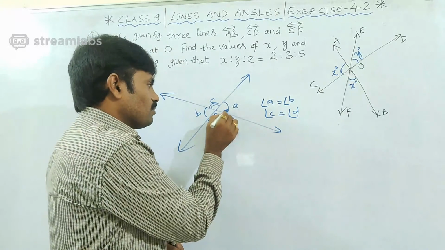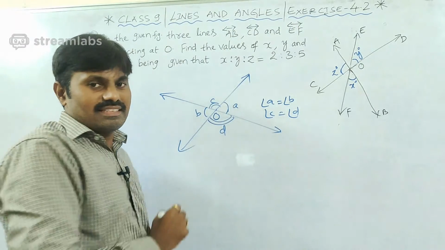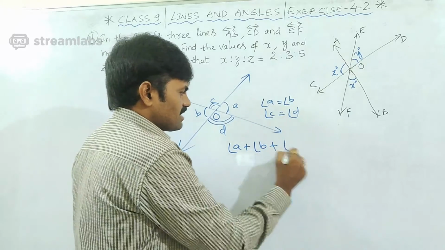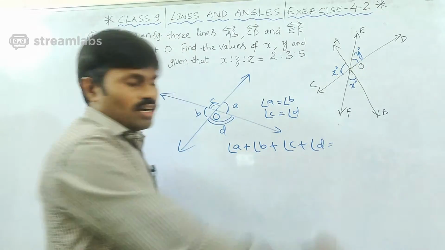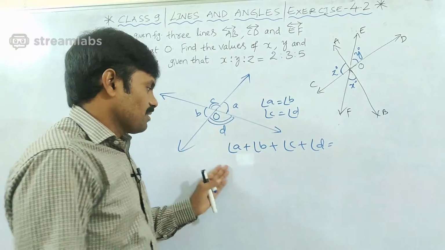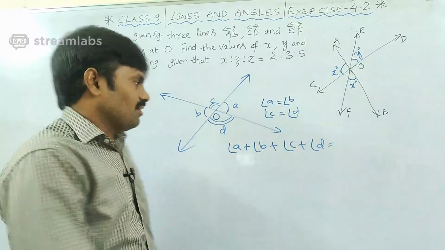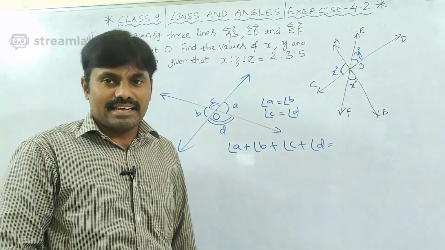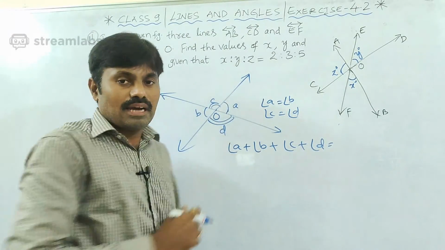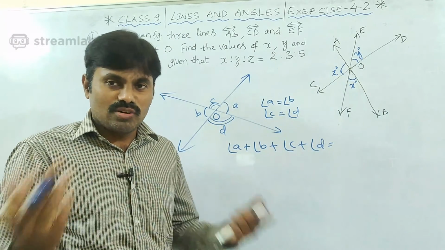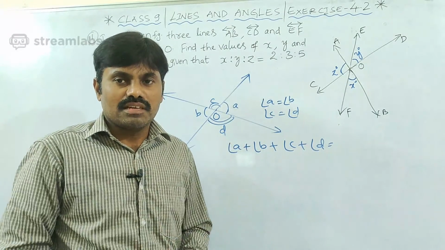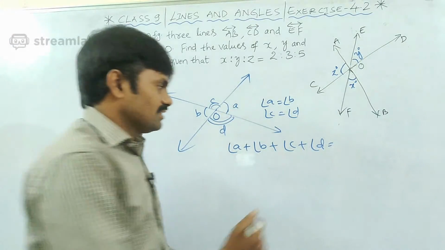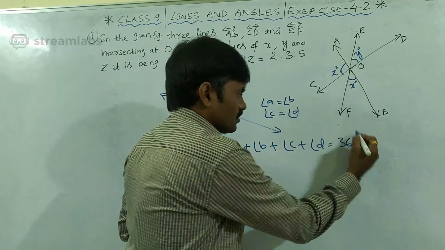Now what about the sum of these four angles, angle A plus angle B plus angle C plus angle D? Since these four angles form a complete angle, and we have discussed in the previous session that the complete angle is equal to 360 degrees.